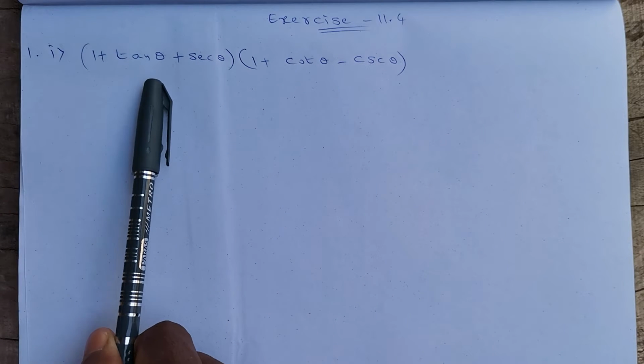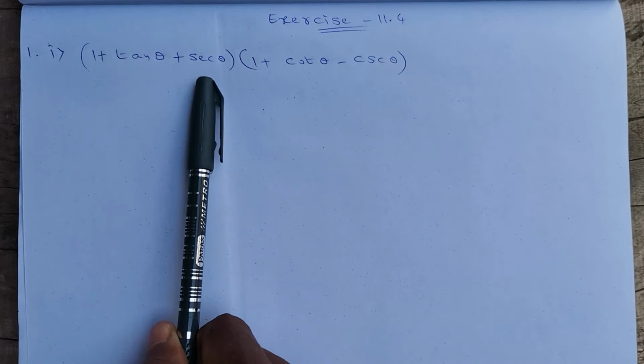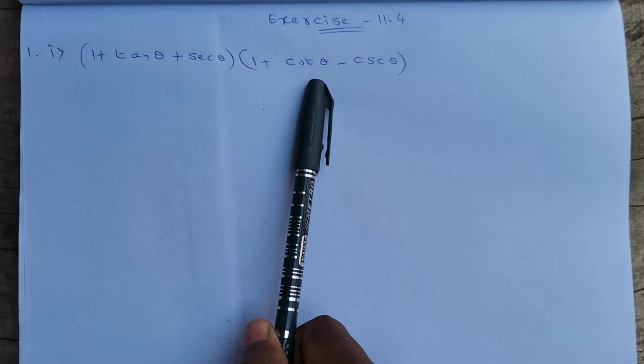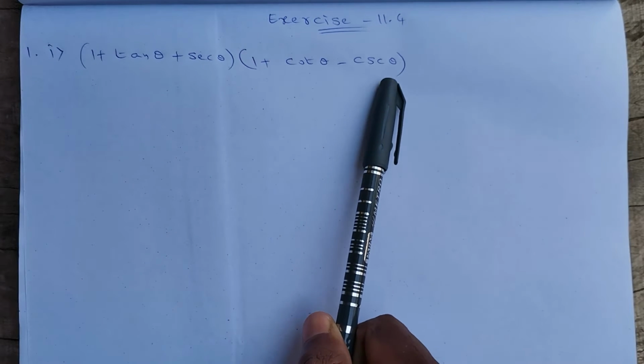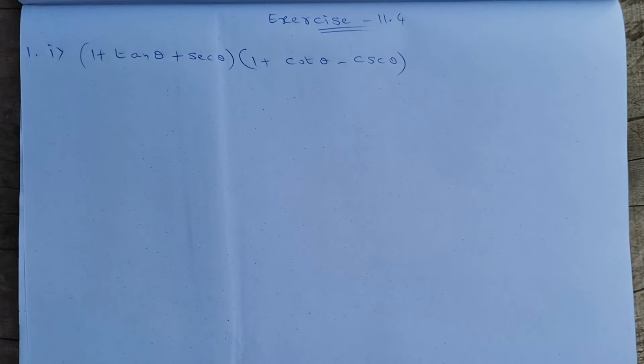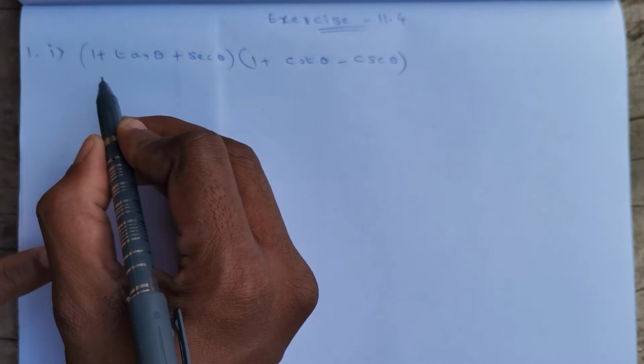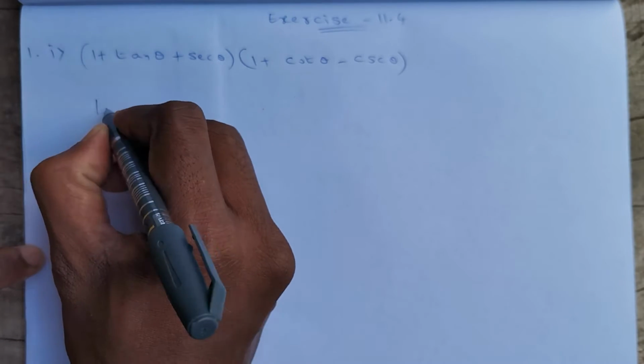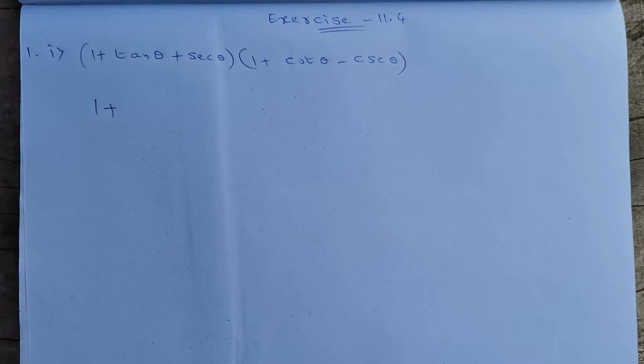(1 + tan θ + sec θ)(1 + cot θ − cosec θ). We need to simplify this, evaluate it, and find the final result. The number 1 I cannot change, so I am writing it as it is.